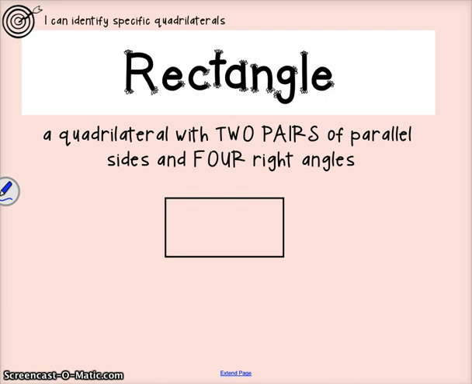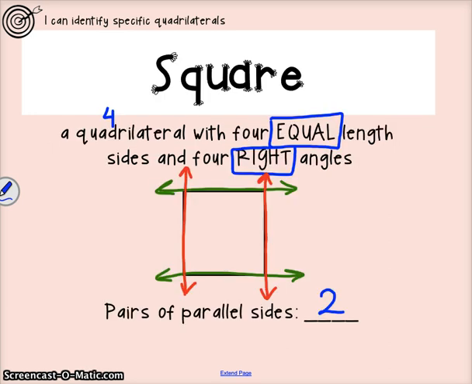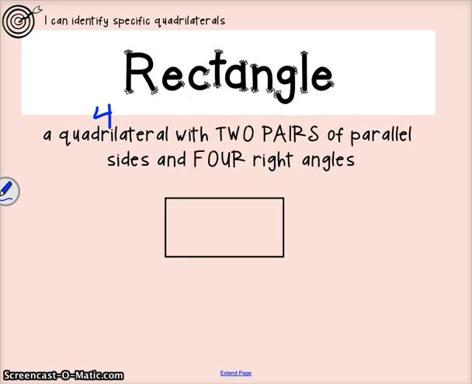What is a rectangle? A rectangle is a quadrilateral. Right away I think 4 sides, 4 angles, with 2 pairs of parallel sides and 4 right angles. So look back to a square, 4 equal length sides, 4 right angles. So I notice that this is the same, 4 right angles, but a rectangle only has to have 2 pairs of parallel sides. So that means it does not have to have 4 equal length sides like a square.